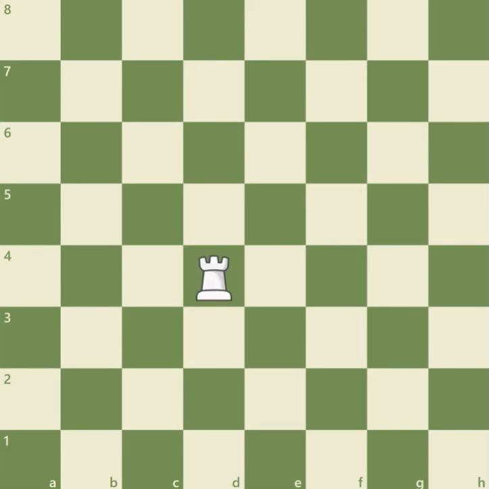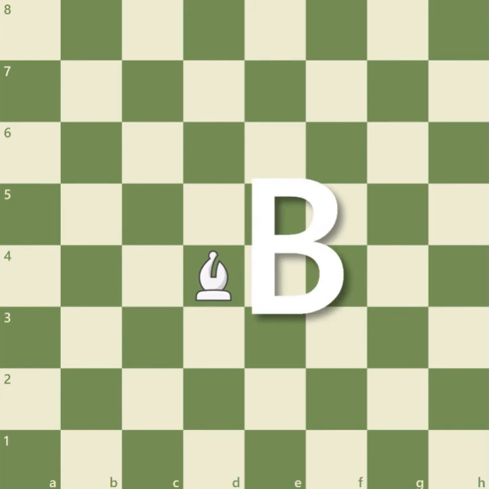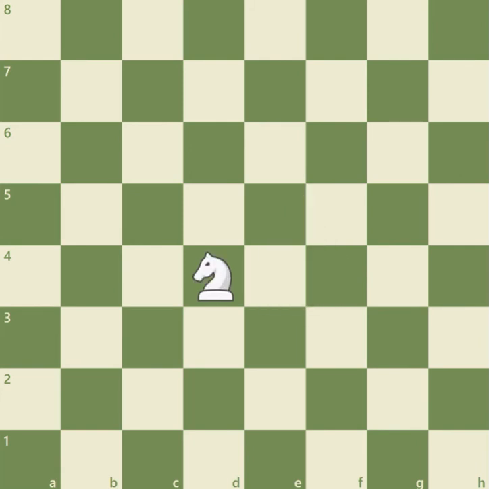We will use the same idea for all the other pieces. The rook is a capital R, the queen, a capital Q, the bishop, a capital B. The knight, however, is a little bit different. Since the capital K is already used for the king, we use a capital N for the knight. For example, N, E6.